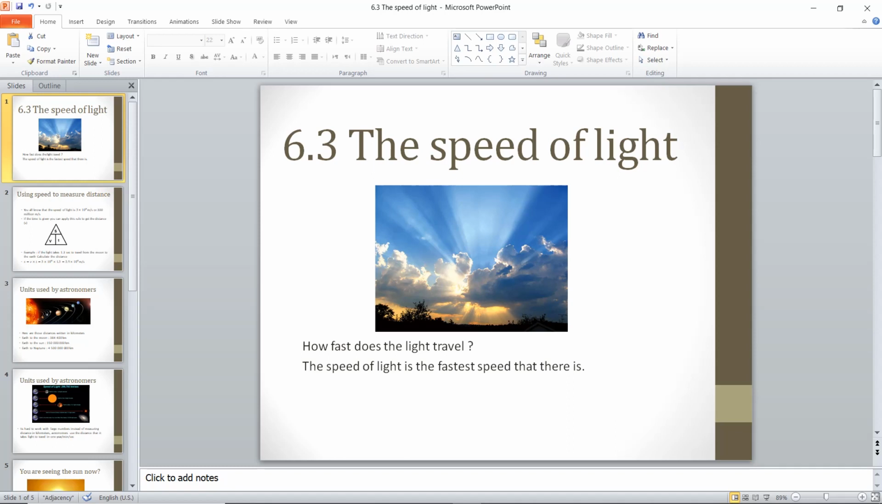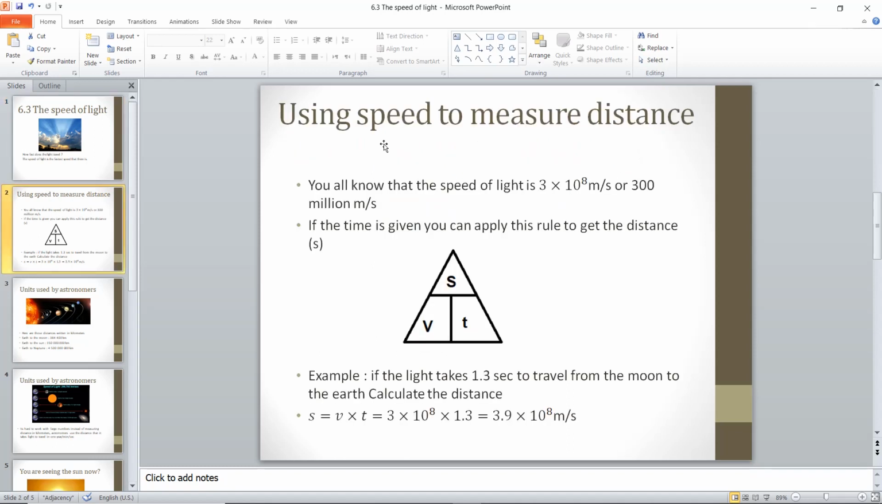Okay, now how to use the speed to calculate the distance or how to measure the distance. Of course, the speed of light. You all know that the speed of light is 3 times 10 power 8 or 300 million meters per second. So if the time is given, you can apply the rule, and you all know the rule: speed is equal to the distance divided by time. So using the triangular method or triangular diagram, you can calculate the distance.